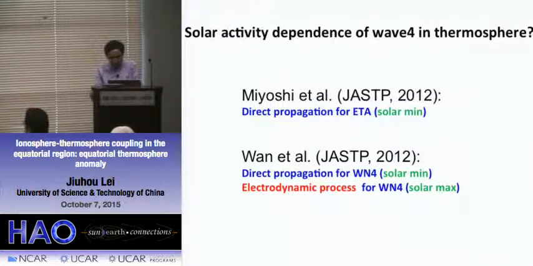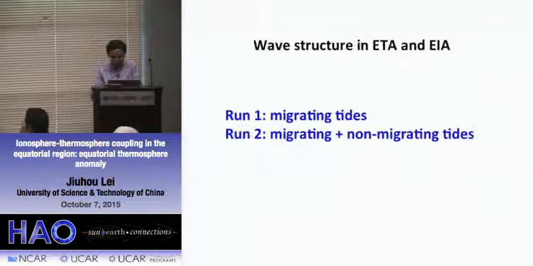So since we can simulate the ETA and the EIA, we can further understand how the EIA is created and how it couples or decouples with the ETA. So we did a couple of simulations. Here we show two simulations. One is with migrating tides only at the TIME-GCM lower boundary. I forgot to mention this simulation is from the TIME-GCM. Another one includes both migrating and non-migrating tides.